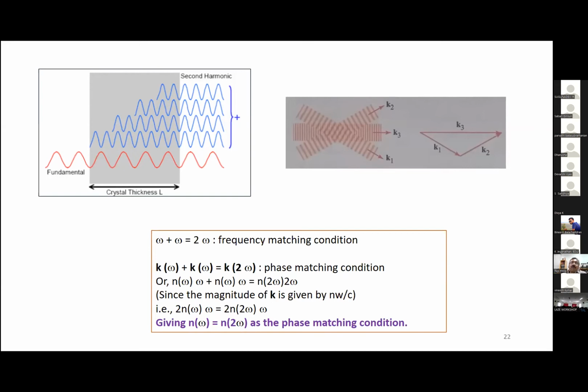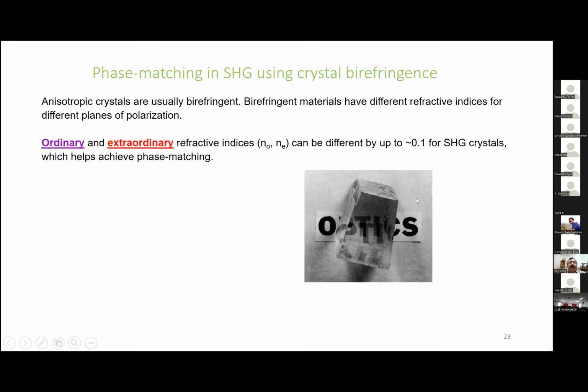However, to our rescue, we have crystal birefringence, which helps us to achieve this condition. Okay. So let's see how we achieve phase matching using crystal birefringence. Anisotropic crystals are usually birefringent. Birefringence is also known as double refraction. These materials have different refractive indices for different planes of polarization. So that is what we are going to use.